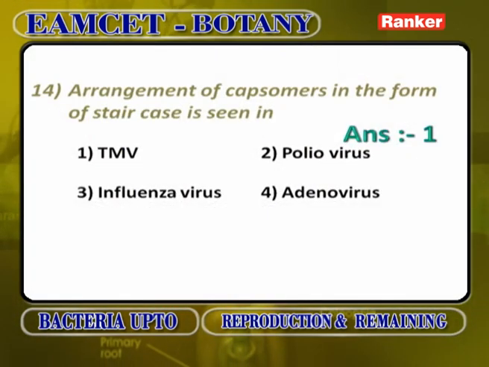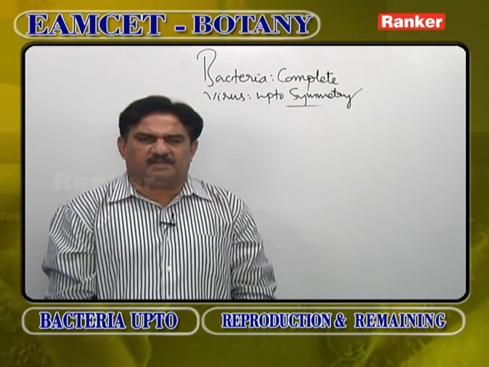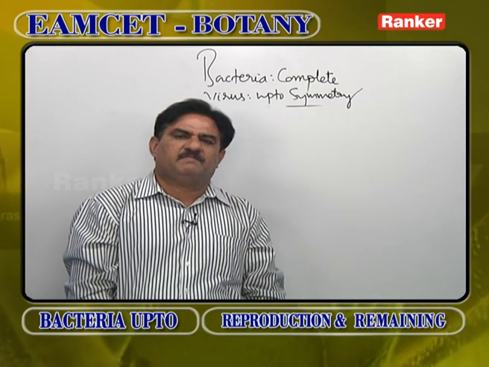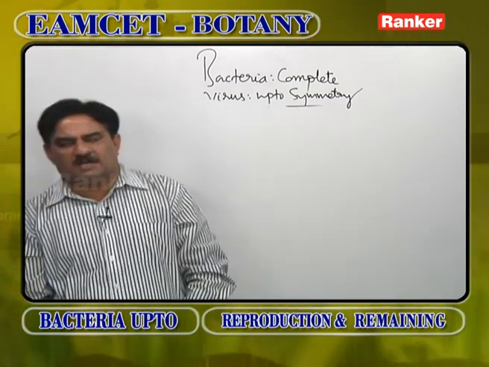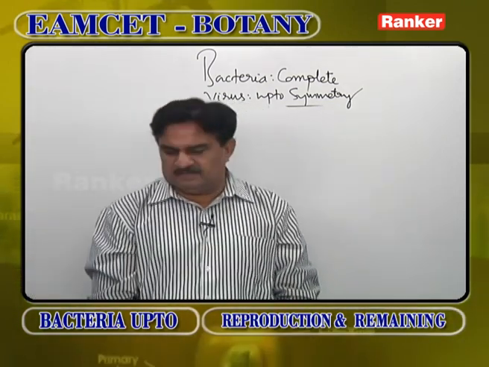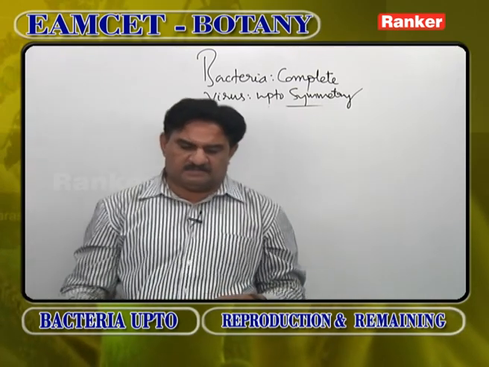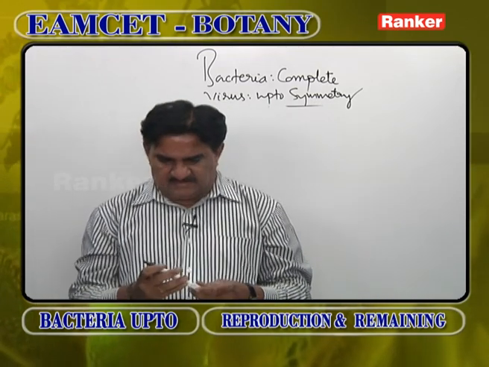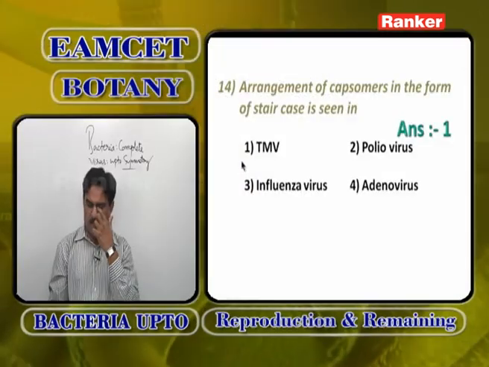So, the capsomeres are arranged in the form of a spiral staircase in the symmetry of tobacco mosaic virus. The number of capsomeres is 2130, every capsomere contains 158 amino acids, and the single stranded RNA contains 6,500 nucleotides. So, the arrangement of capsomeres in the form of a staircase is seen in tobacco mosaic virus.